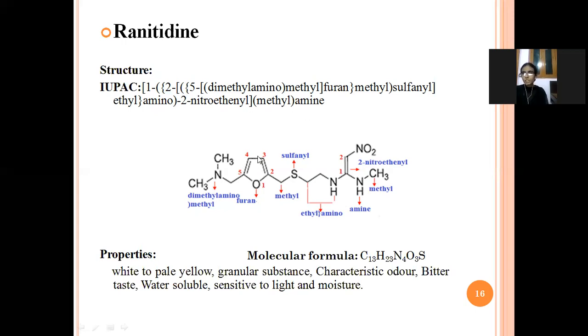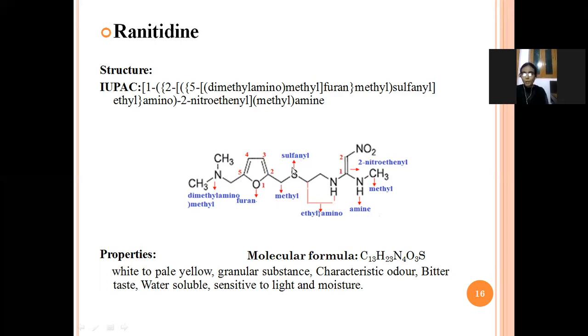So this is the structure of the furan, means a 5-membered ring with an oxygen atom. In the fifth position, dimethyl amino methyl. See here, 2 methyl groups are attached to the nitrogen. So this is a dimethyl amino methyl. Here methyl group is there and here sulfonyl, and here 2 carbon atoms are there. So ethyl amino. 2 carbon atoms, in the second position the nitro group is there. So 2 nitroethyl methyl amine.